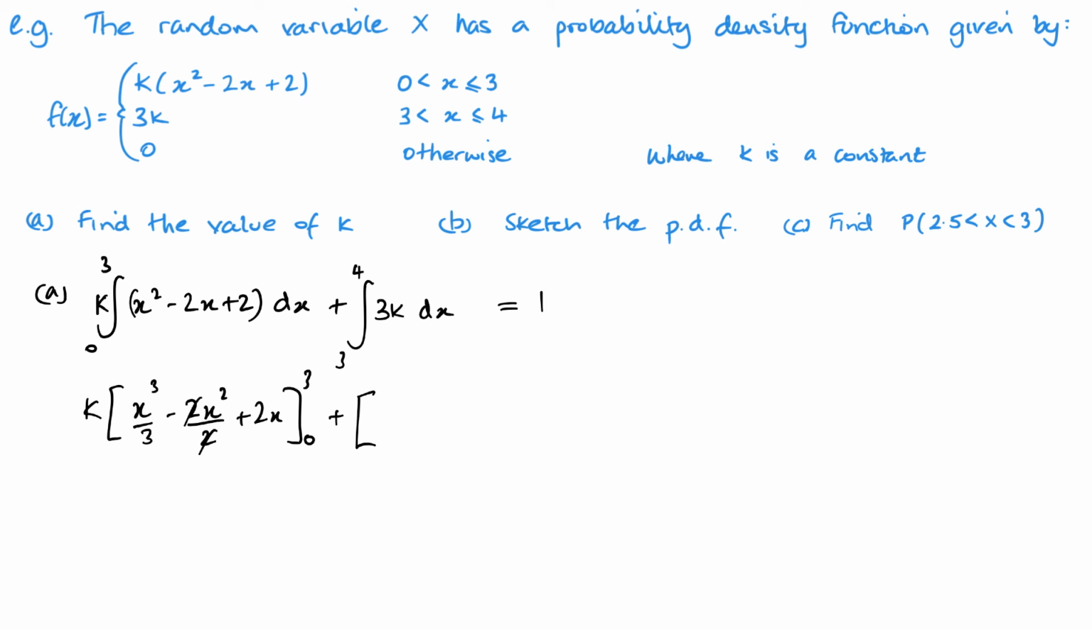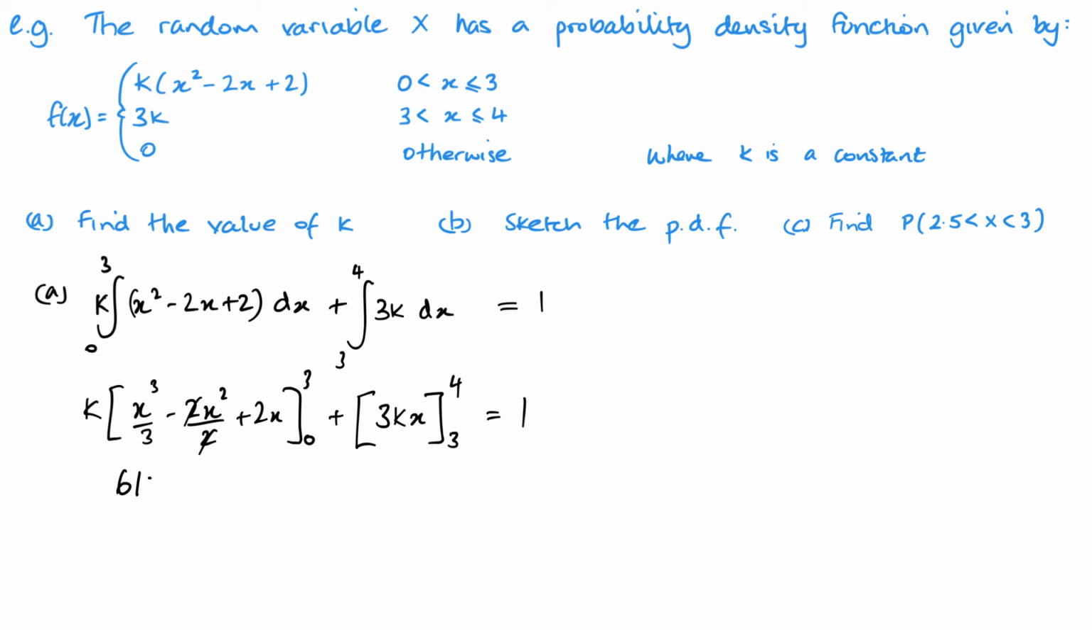And secondly, then we get 3kx, and that was between 4 and 3, and of course this totals 1. Now it's quite obvious when I substitute 0 in that this is 0, this is 0, this is 0, so I can just deal with the 3 there. So if I substitute 3 in, we get 3 cubed over 3 minus 3 squared plus 6. Sorry, minus 3 squared there.